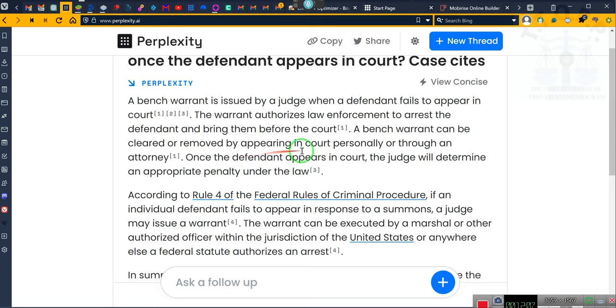Now, look, it says, once the defendant appears in court, the judge will determine an appropriate penalty under the law. The judge does not get to determine what's appropriate. The law determines what's appropriate. A bench warrant can be cured or removed by appearing in court personally or through an attorney. Ta-da! There you go. That's everywhere in the United States. A bench warrant is only a contempt of court. So you simply apologize. And then they gave him a bail.